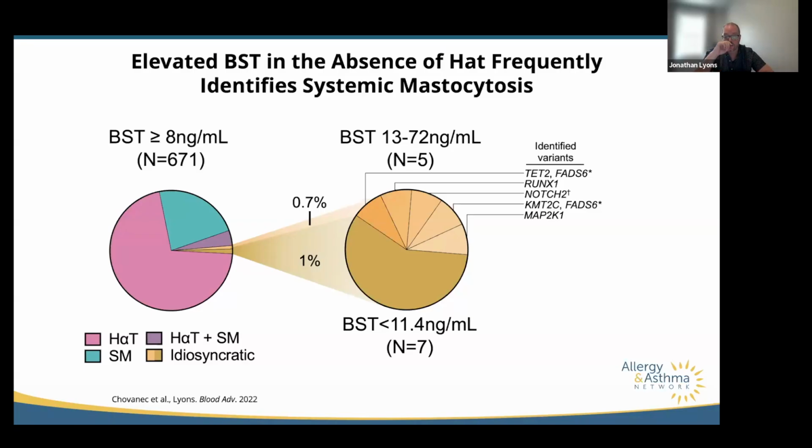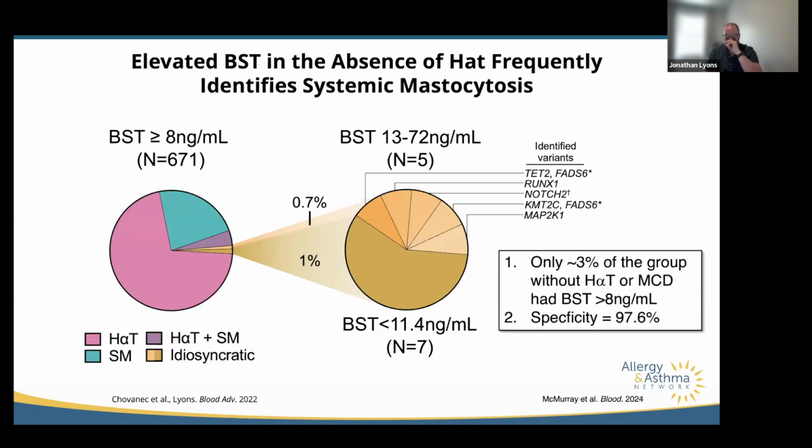And in all 5 of these individuals, we found somatic variants or germline variants in these genes that are predisposing genes for myeloid malignancy or myeloid dysplasia. And so it really suggests that having a high tryptase in the absence of HAT is indicative of a myeloid neoplasm, most commonly mastocytosis, but potentially others.